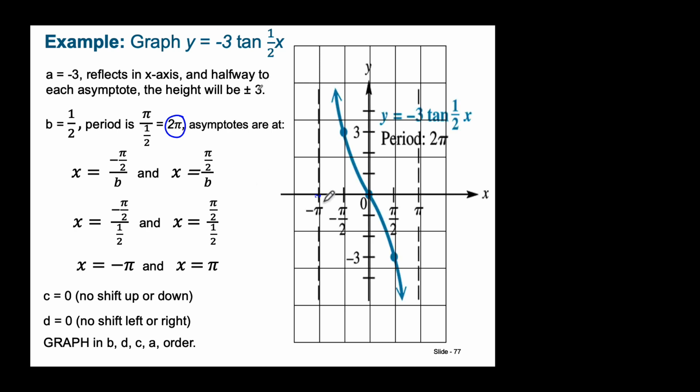Here we can see asymptotes are at negative pi and positive pi, crossing through the origin. Halfway to this asymptote, we're at a height of 3. Halfway to this asymptote, we're at a height of negative 3. And this has been reflected because the parent function of tangent, if you need to go back and look at it, is increasing like this here.